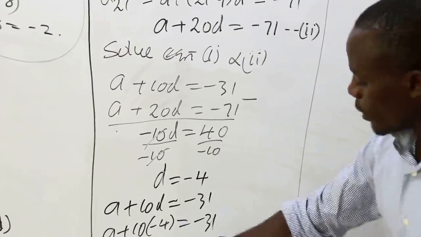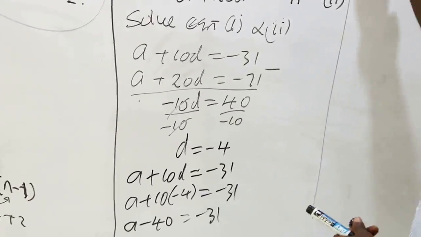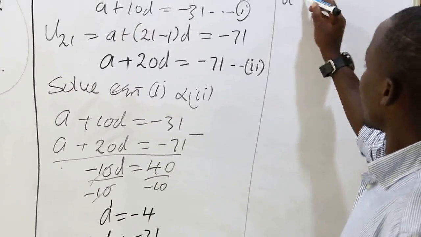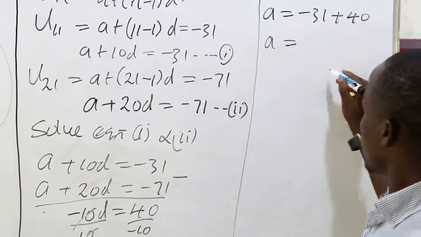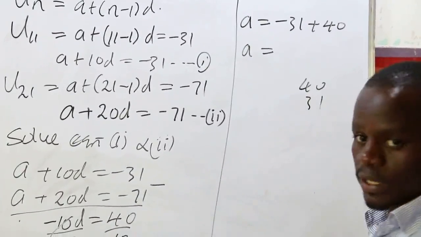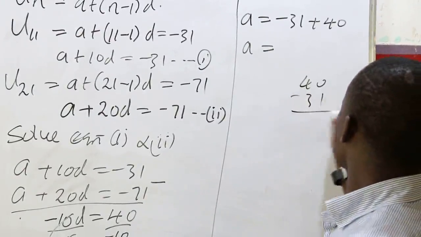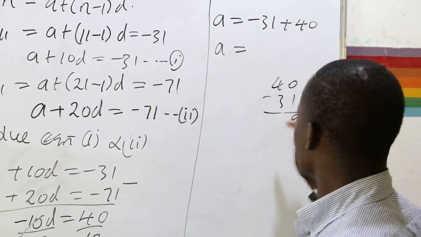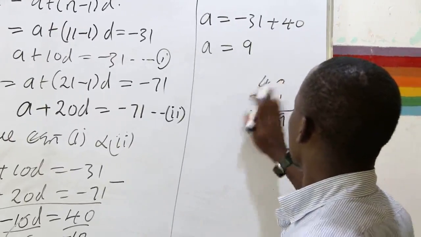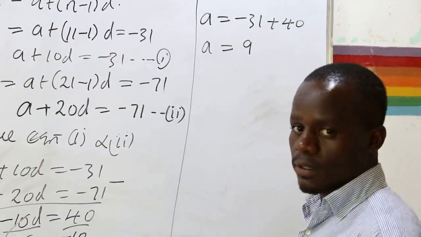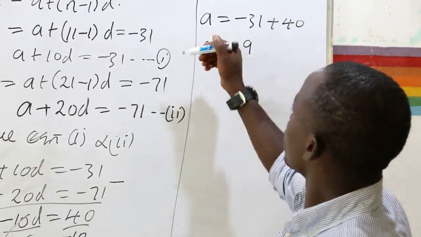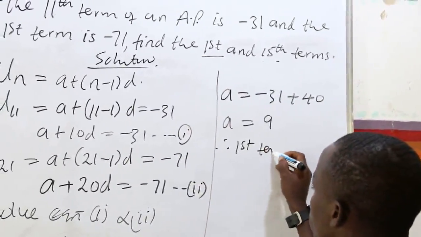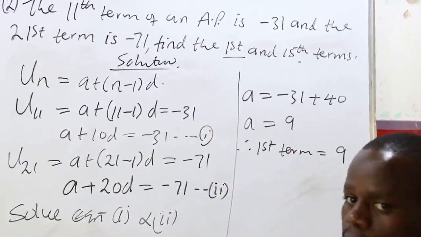Now, here we collect like terms, isn't it? So that we will have a equals minus 31 plus 40. And minus 31 plus 40 is the same thing as 40 minus 31. And 40 minus 31, you borrow 1, you bring a, it becomes 10. 10 minus 1 is 9. 3 minus 3 is 0. So our answer is going to be positive 9. That's the first term. So with this, we have gotten our a. Therefore, the first term is 9.